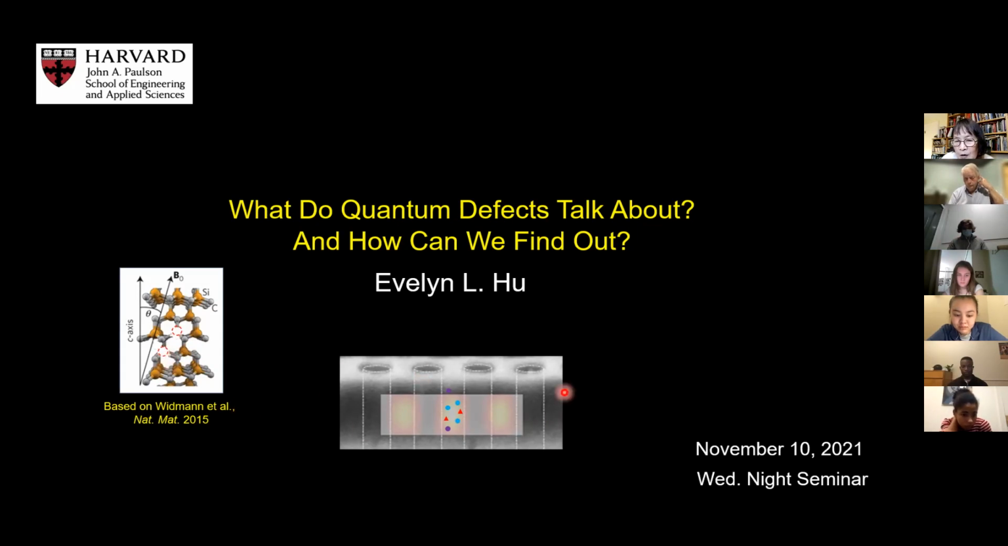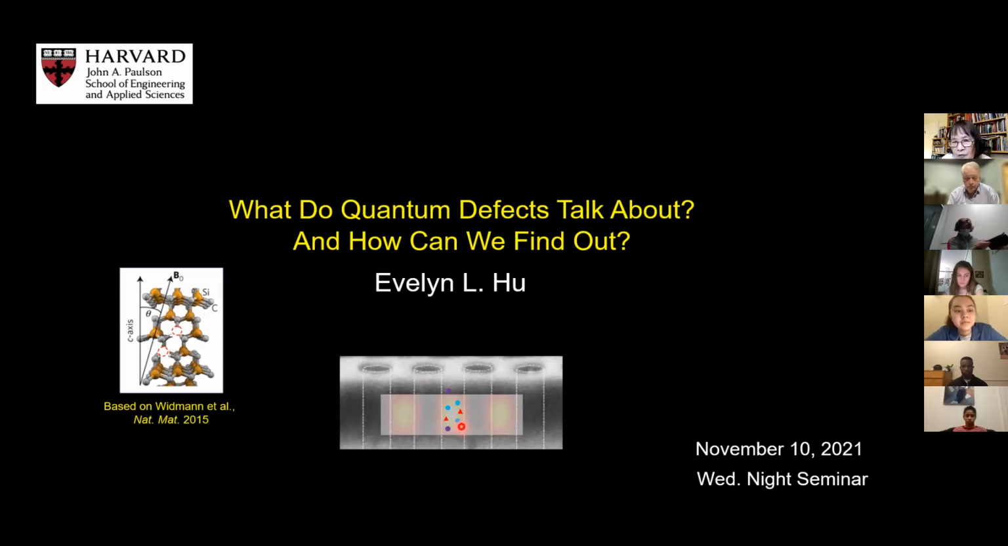And right here is an image of a neighborhood of quantum defects. And each of these symbols, the triangle, the blue and purple spots, represents a different defect. They're together in a certain kind of neighborhood that I'll talk about later. And the question is, when I say that, what do they talk about?